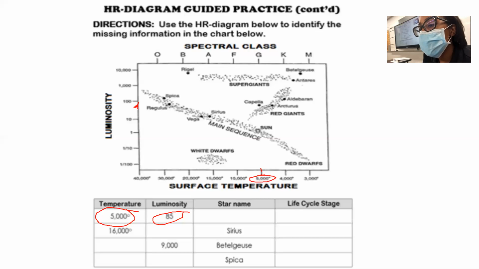And now I'm gonna see what star that is. Can anyone find me that star? It is Capella, capital C, one starts with a C, that's fine. And then what life cycle is Capella in? All right, can you try the remaining stars? That's all I need you to do. And the bottom is super easy.